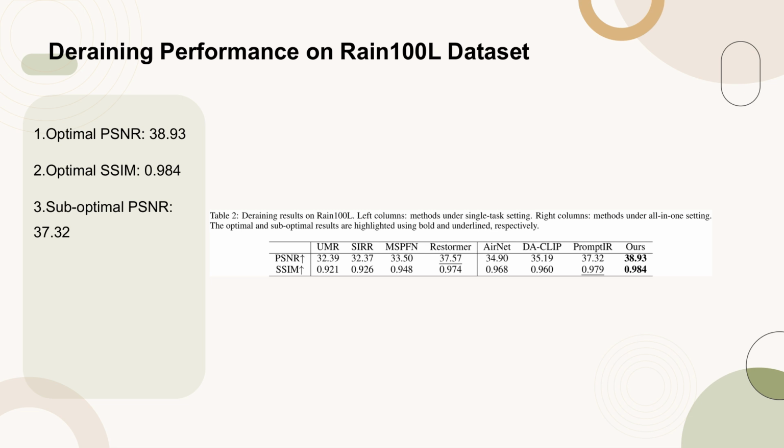The optimal PSNR achieved is 38.93, while the optimal SSIM is 0.984. The suboptimal PSNR is noted at 37.32. These results indicate the effectiveness of the methods in removing rain streaks from images, with the best-performing method significantly outperforming others in both PSNR and SSIM metrics.